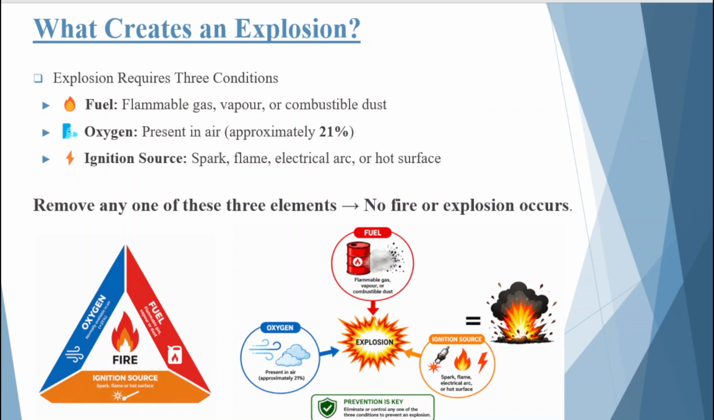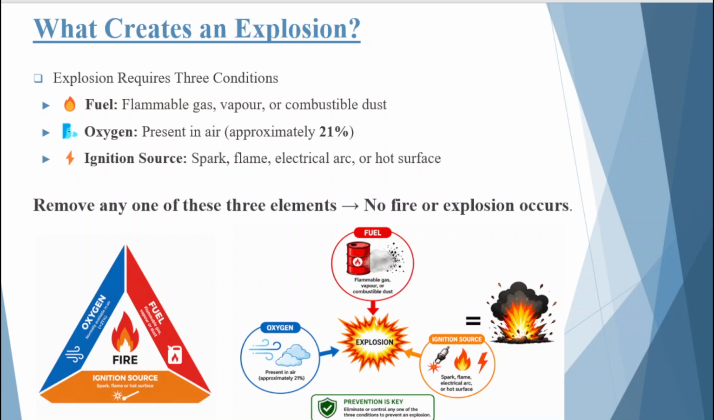Fuel refers to any flammable substance, such as gases like hydrogen or methane, vapors from petrol or solvents, or combustible dusts like coal dust, flour, or aluminum powder. These materials act as the source of energy for combustion.